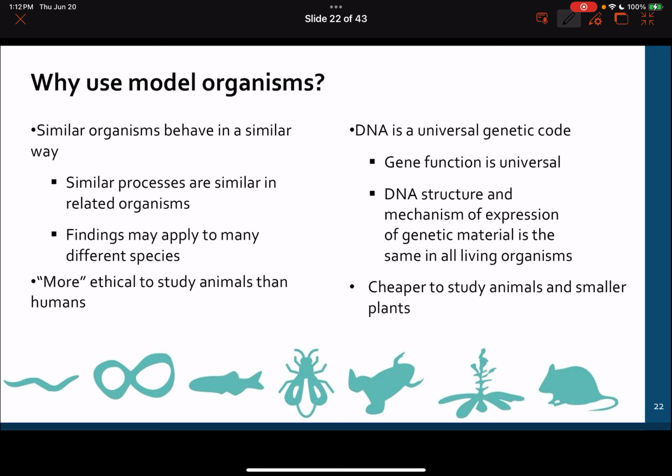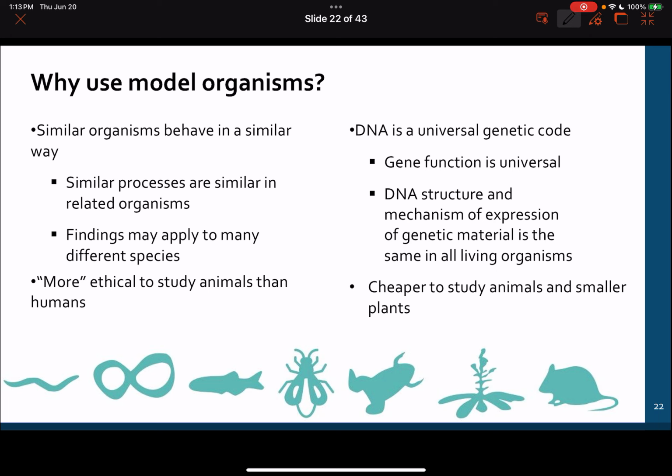So we can start in one, learn as much as we can, and then move on to something that we might not have as great of access to or might be harder to study. Because of that common ancestry, because of those evolutionary relationships, we can apply those similar processes to related organisms and to many different organisms.